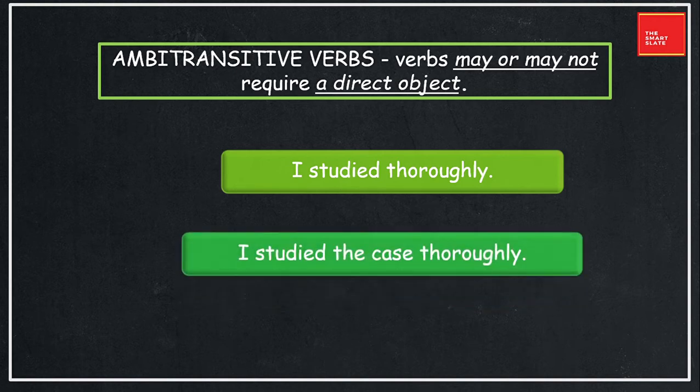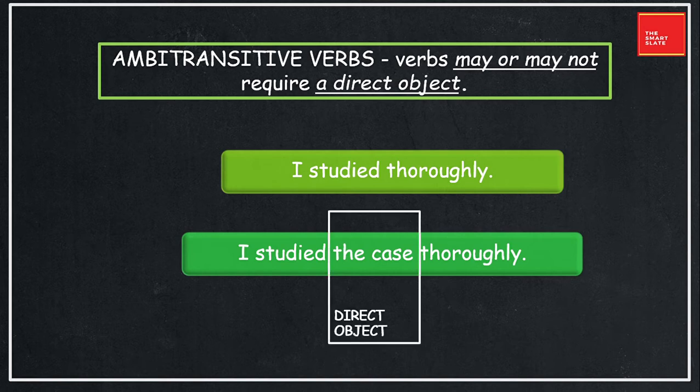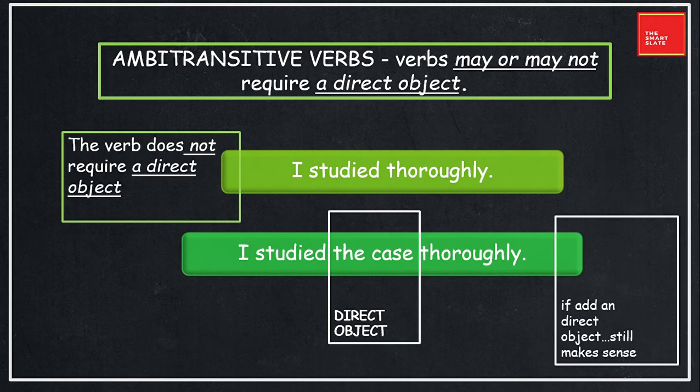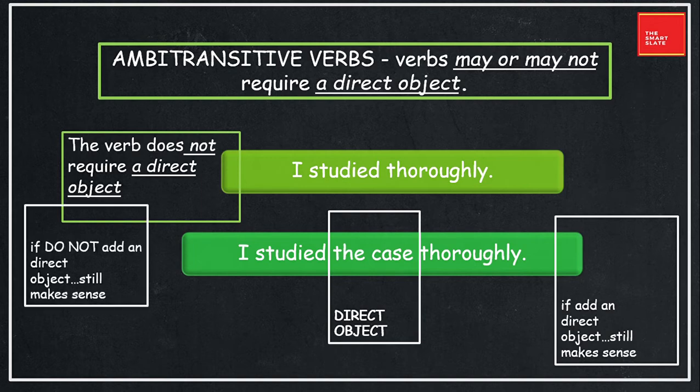But if I say I studied the case thoroughly, in this particular sentence I have used the object, which is direct. But in the absence of the direct object, the sentence still has meaning. That means it makes sense. Then such verbs are ambitransitive verbs.